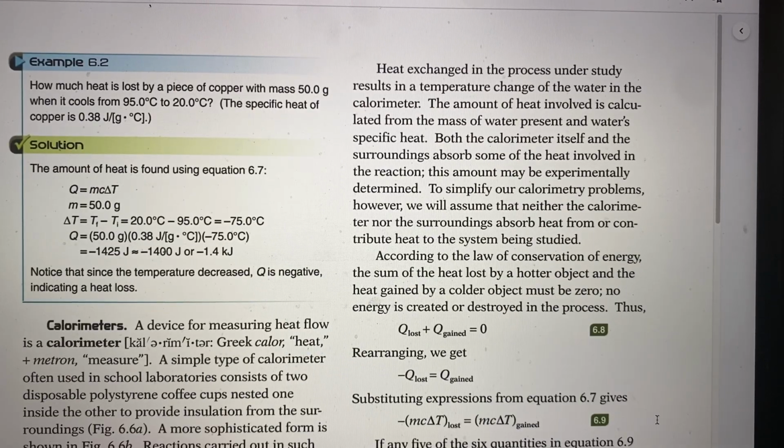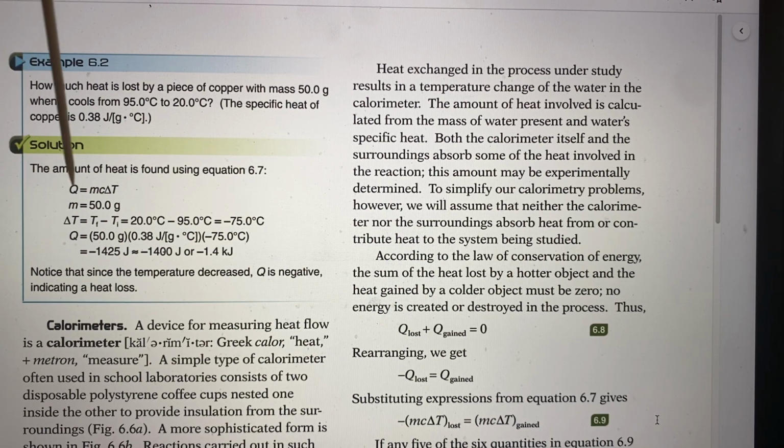So let's go to this example here. We want to know how much heat is lost by a piece of copper with a given mass. So we know the mass, and it cools from 95 degrees to 20 degrees centigrade. The specific heat of the copper is 0.38 joules per gram per degree centigrade. That's the way they measure specific heat. So we have the mass, the temperature change, and the specific heat, so we can find the amount of heat, right?